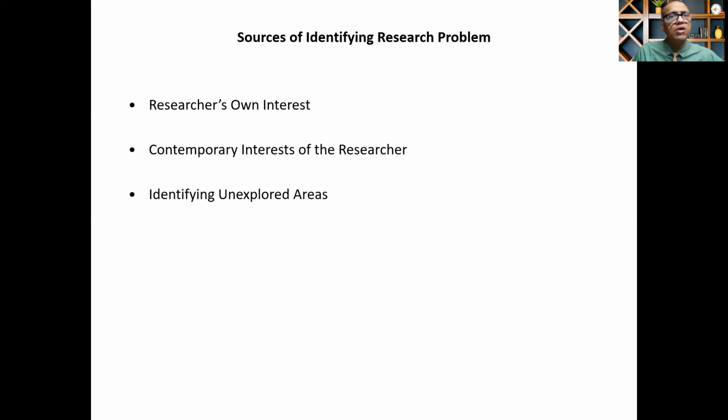Then where do the sources for identifying the research problem come from? The researchers' own interest, they will find out the sources. Sometimes they will find out the contemporary interest of the researcher, identifying the unexplored areas.